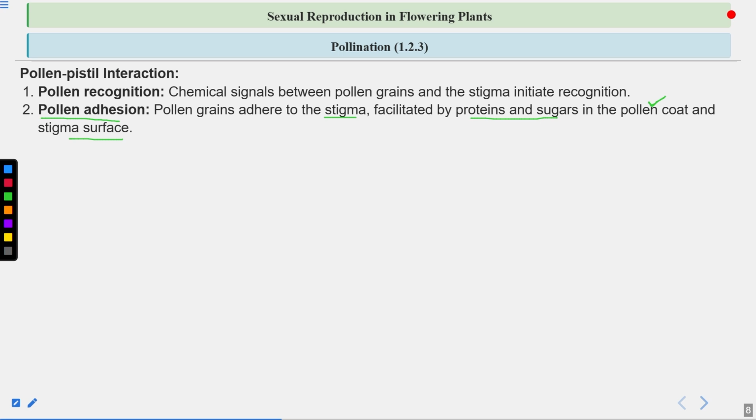And the stigma will release these proteins and sugars once it recognizes the type of pollen, whether it is the right type or the wrong type.